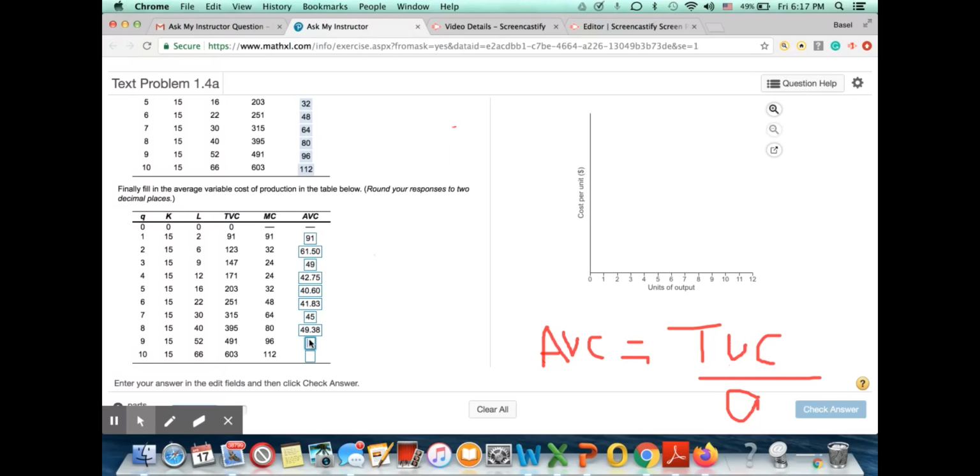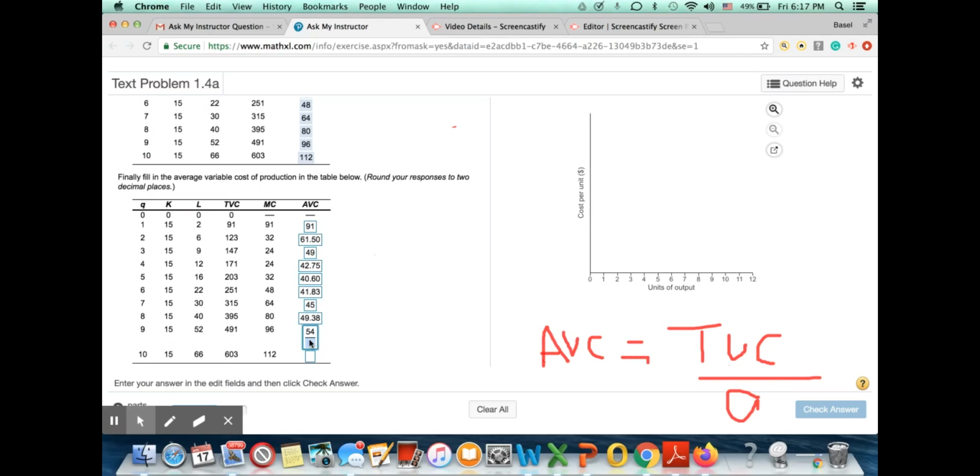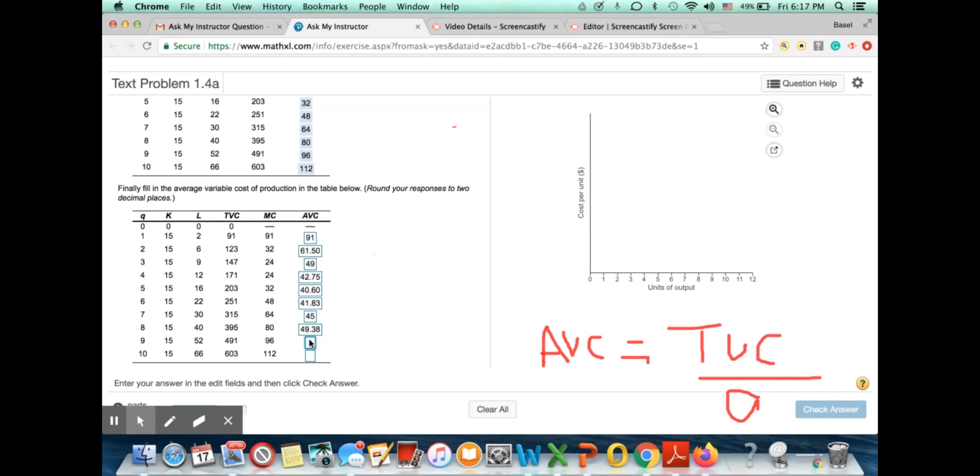And divide that by 90 or 9. So I got 54.555 repeating, so we round to 54.6. And finally, 603 divided by 10, we should get 60.3.